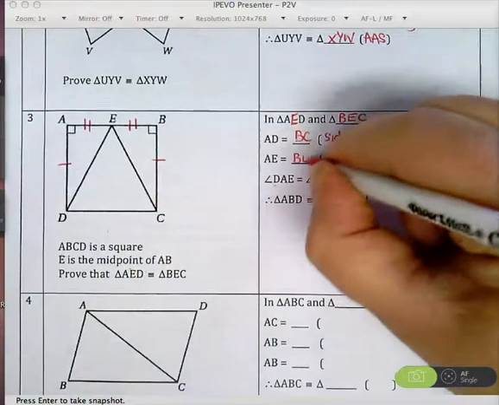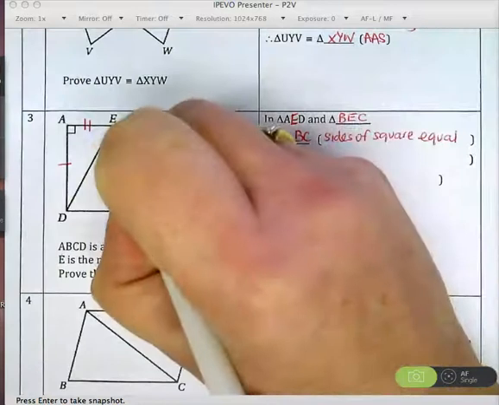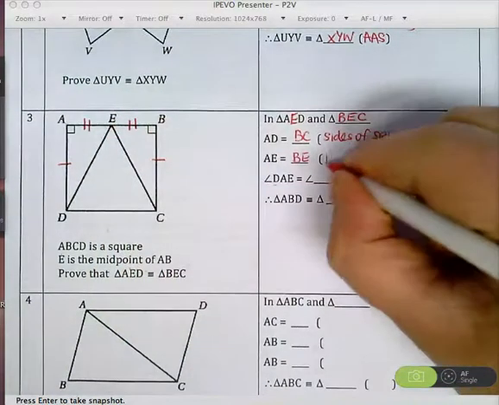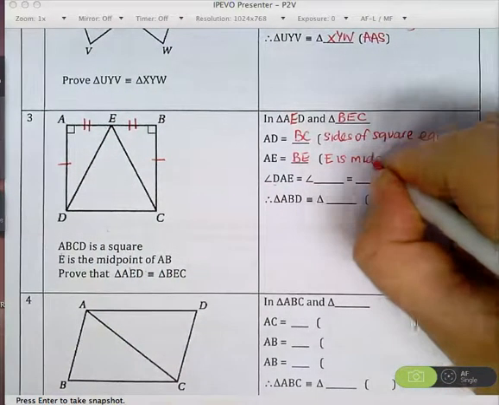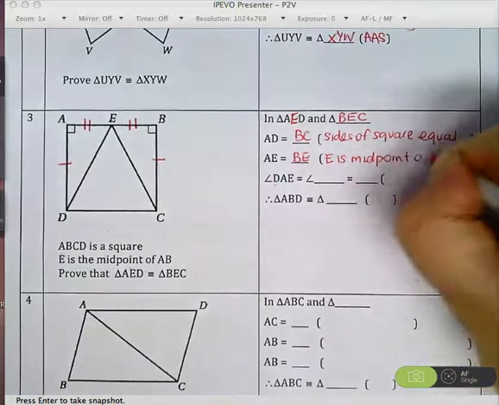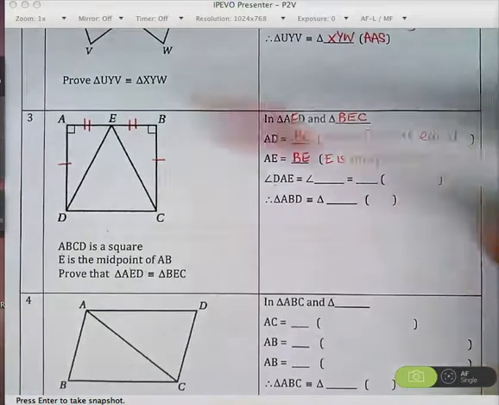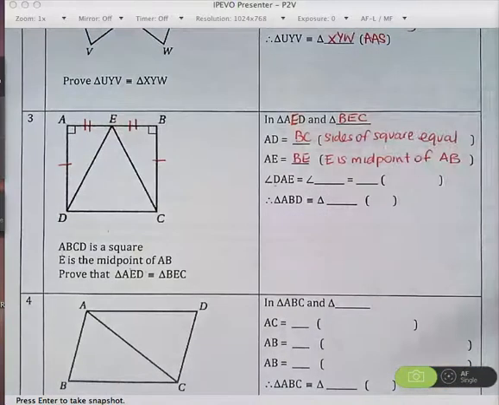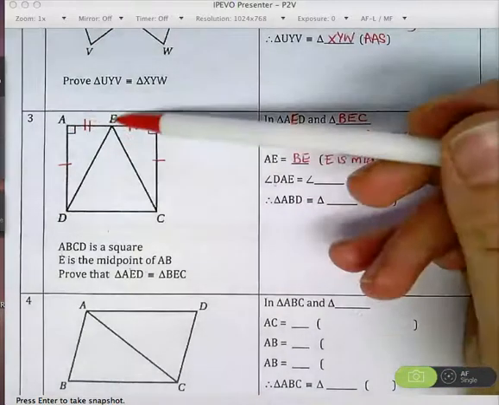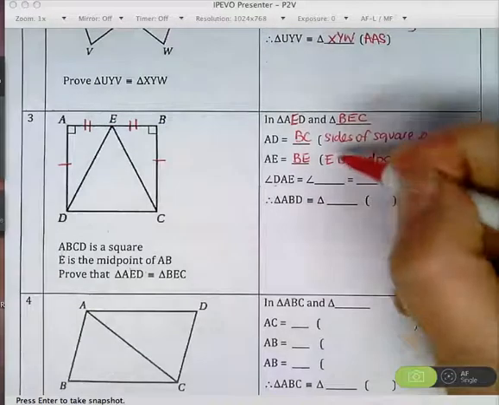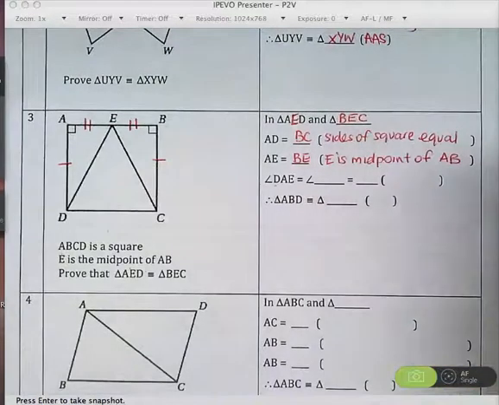Notice I'm saying BE because I'm going from the right angle to that midpoint, and here from the right angle to the midpoint, and the reason for that is that E is the midpoint of AB. Now you do not say that it's given. It was not given because there are no markings on the diagram. The reason you know that is that E is the midpoint of AB, and that is the only reason you know it. So if you put given, you're going to lose a mark for that.